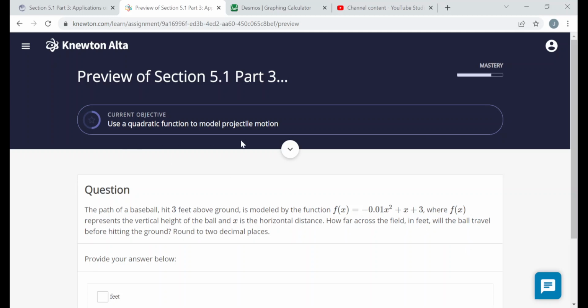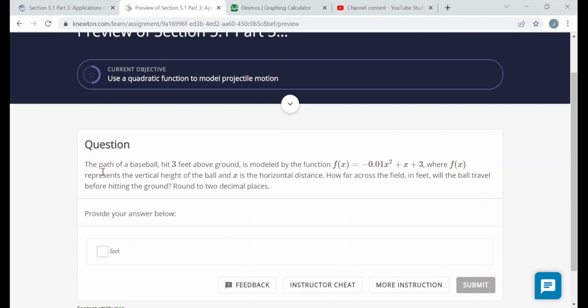All right, so back to another projectile. So here, the path of a baseball hit 3 feet above the ground is modeled by this function, where f of x represents the vertical height of the ball, like the height off the ground. X is the horizontal distance. Okay, so x is not time this time. X is how far horizontally from the batter the ball is, and f of x is how far vertically off the ground the ball is. So how far across the field in feet will the ball travel before hitting the ground?